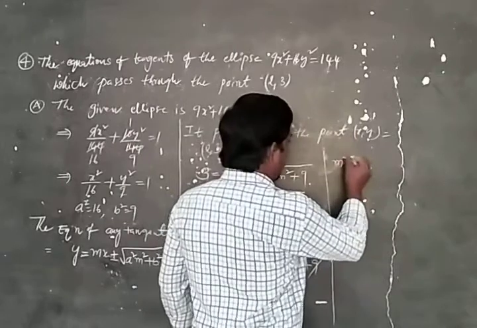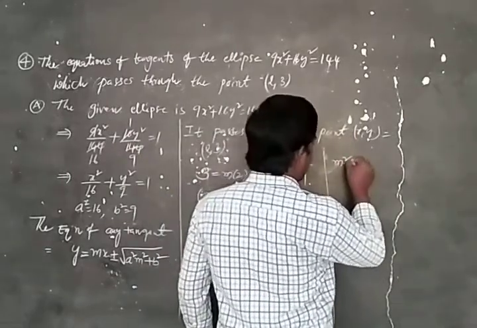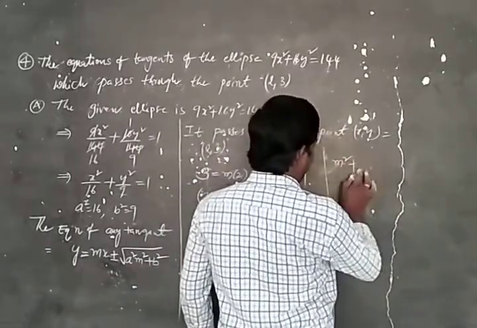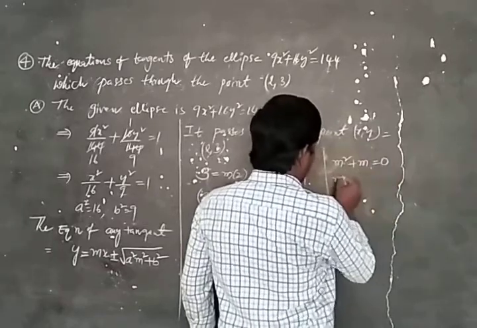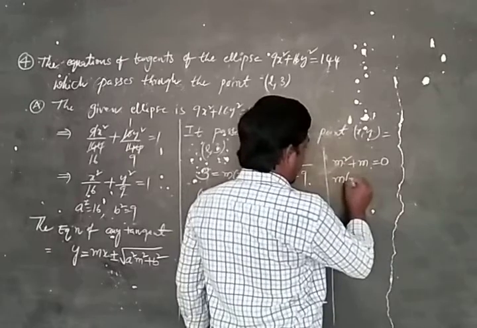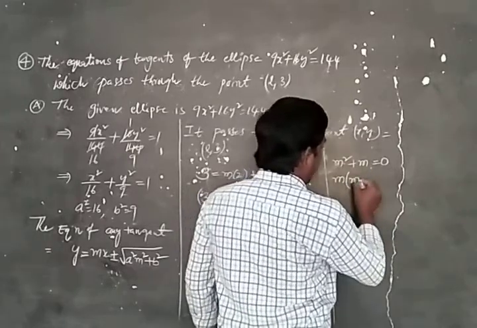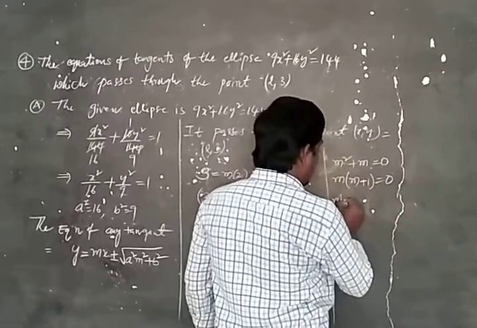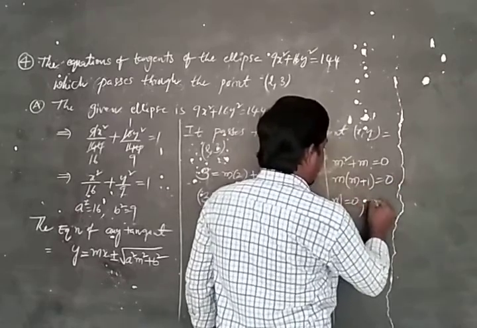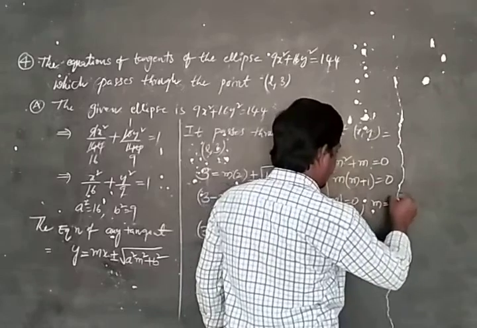Then m square plus m equal to 0. M is the common one. So m(m + 1) = 0, m equal to 0 and m equal to minus 1.